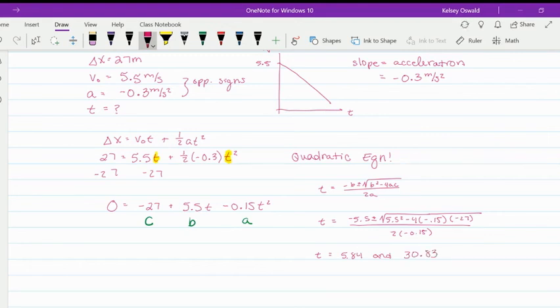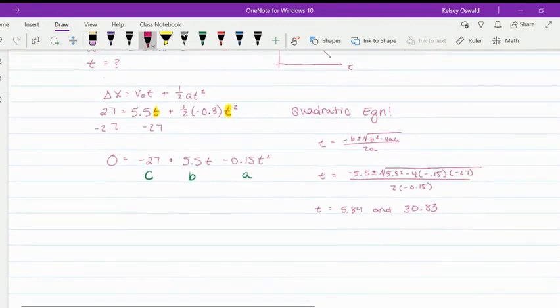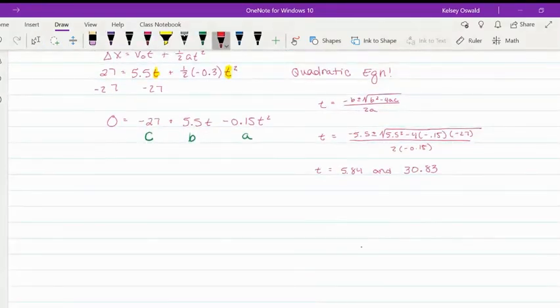Okay, so even though we get two answers when we plug this into our quadratic equation, we only want to pick one. Okay, because there's only going to be one time that describes this motion where we are braking and slowing down and traveling 27 meters. So we want to graph what the motion of this object would look like on a position versus time graph. So if we were to graph this equation, okay, we're going to end up with something that looks like this.